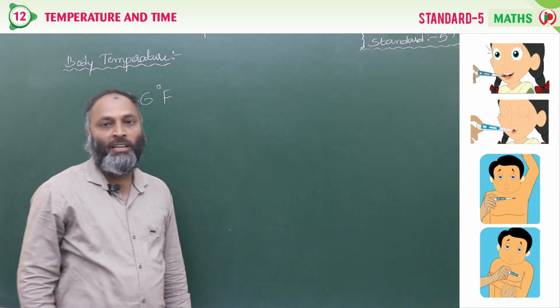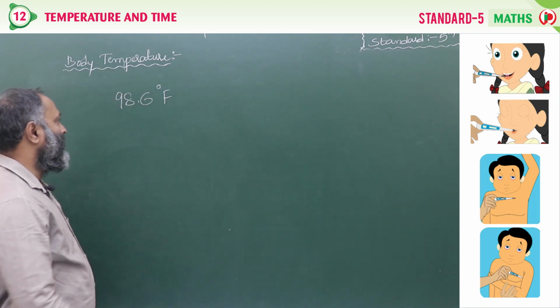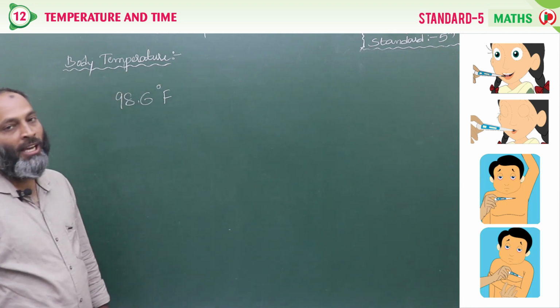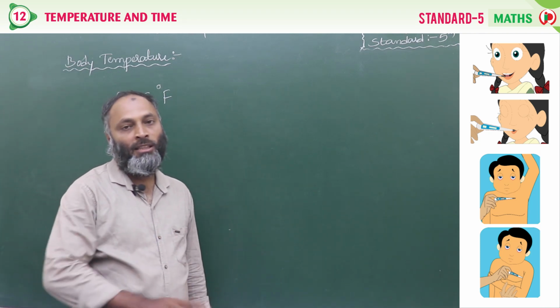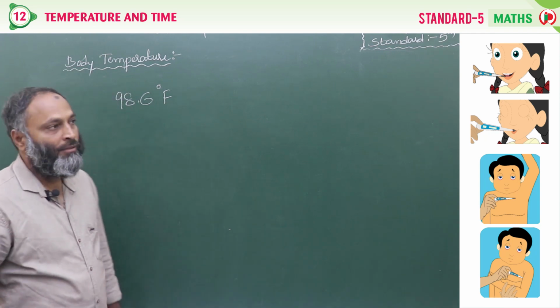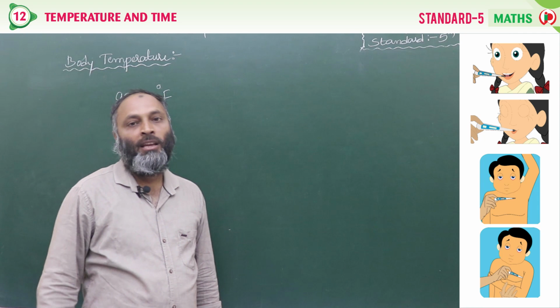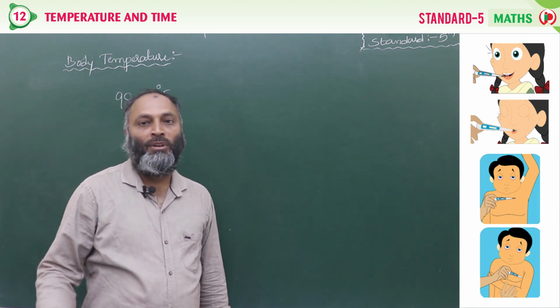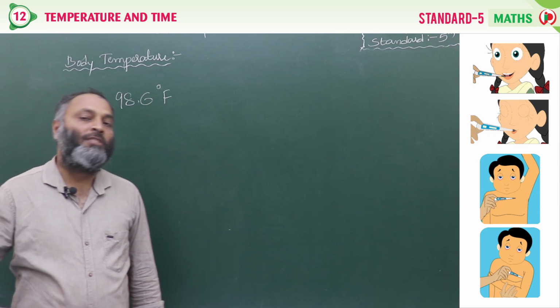98.6 degrees Fahrenheit. This is the healthy human body temperature. If any person has approximately 98.6 degrees Fahrenheit, then he is a healthy person. In case of fever, the body temperature will increase to 101 degrees Fahrenheit, 102 degrees Fahrenheit.